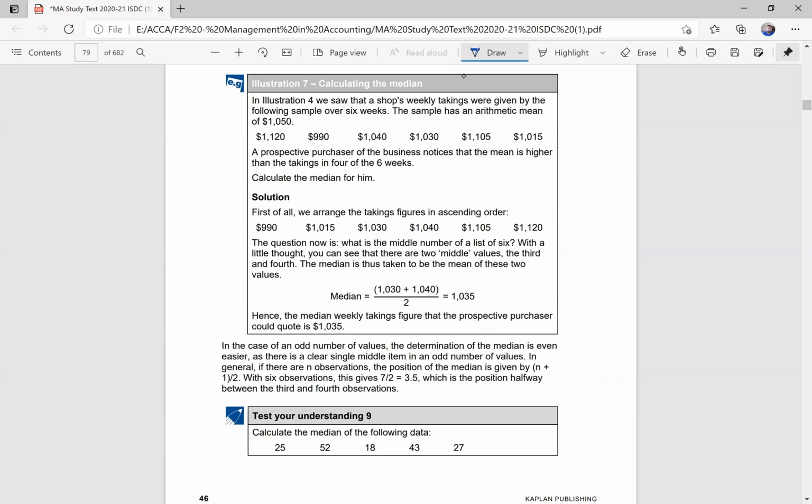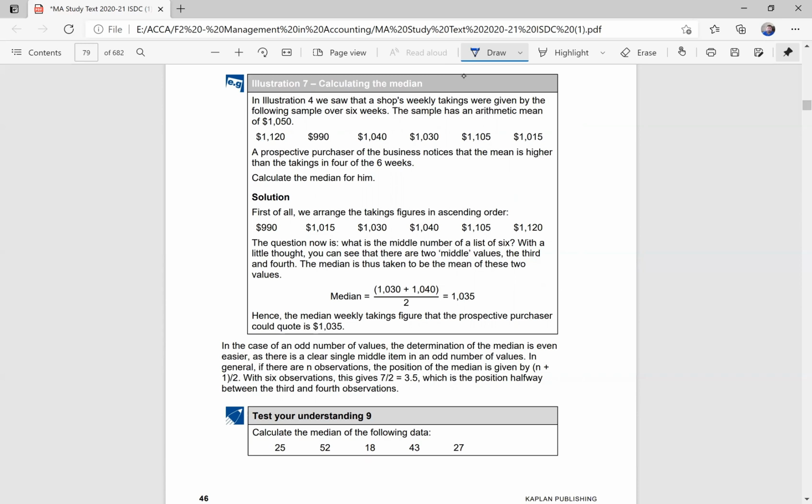So since the number of values is even, there is no midpoint. There are two numbers that are coming in the middle, 1030 and 1040. So you add them together, divide by 2, and you get your median.